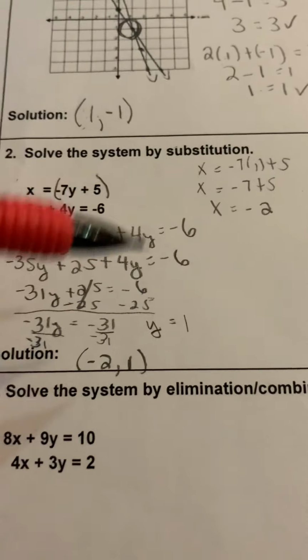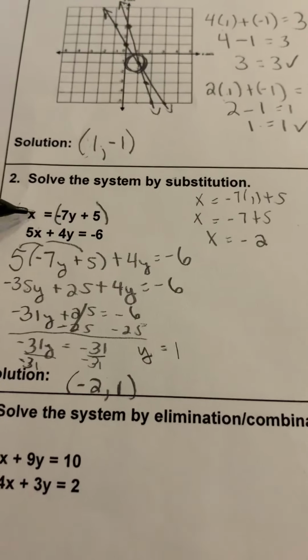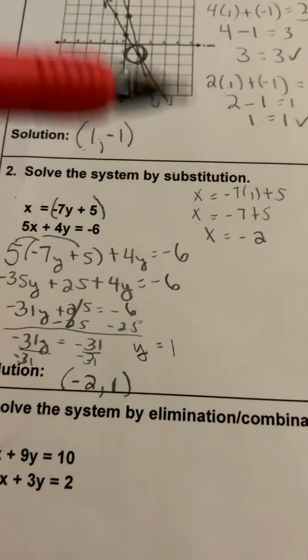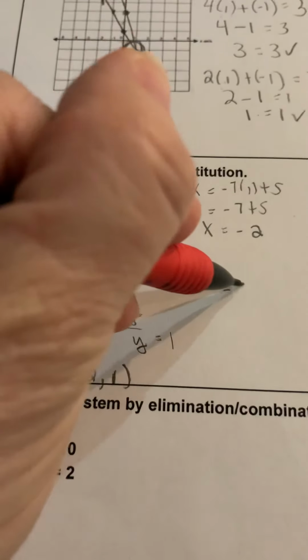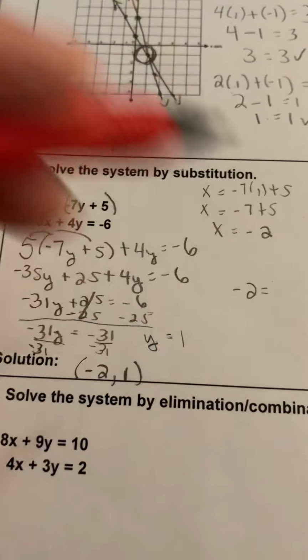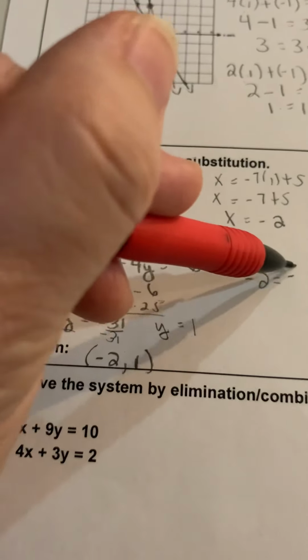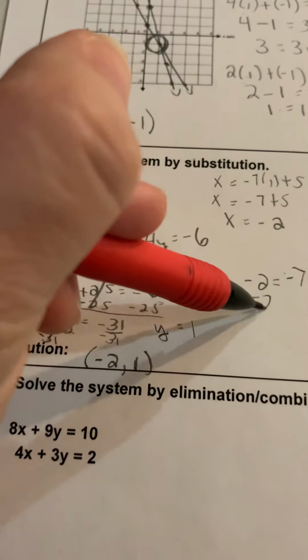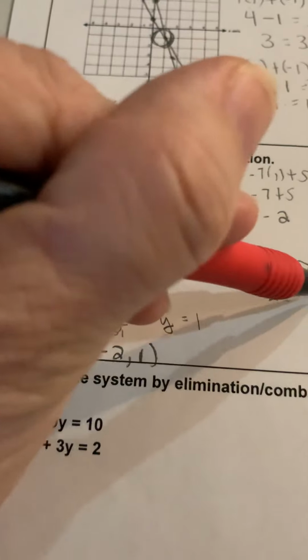Just to verify, I'm going to go back into this equation here and plug these numbers in to see if it makes it true. So I'm going to plug in negative 2, negative 7 times 1 plus 5. So I have negative 2 equals negative 7 plus 5.